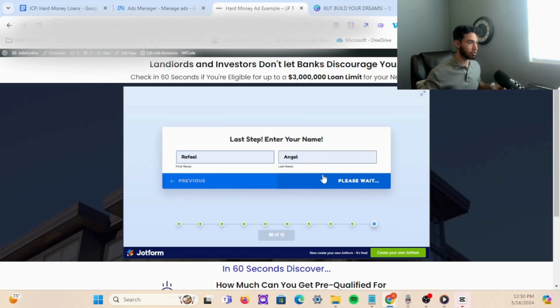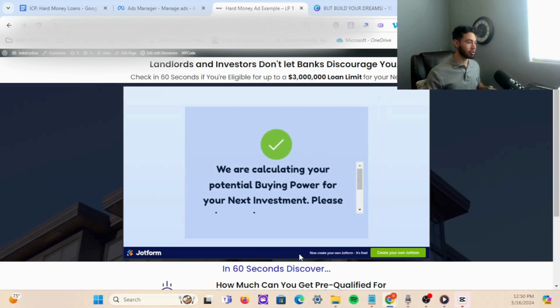And then there we go. So boom, then it's going to come to a thank you page. In my opinion, I like to set this up in a way where it positions exactly what's going to happen next. They need to know, once they're done, what is going to happen next.